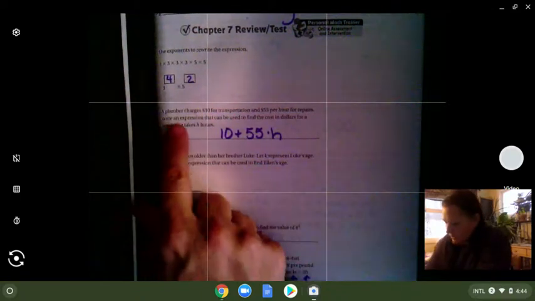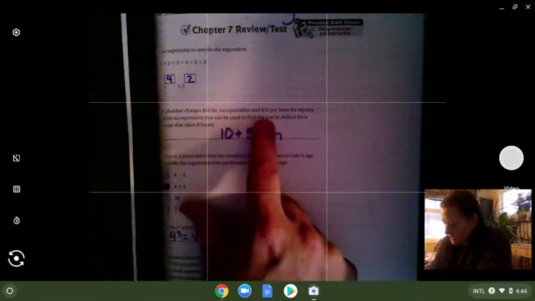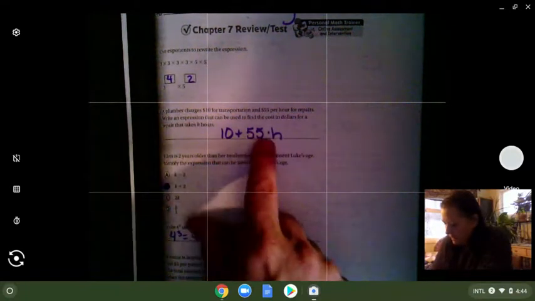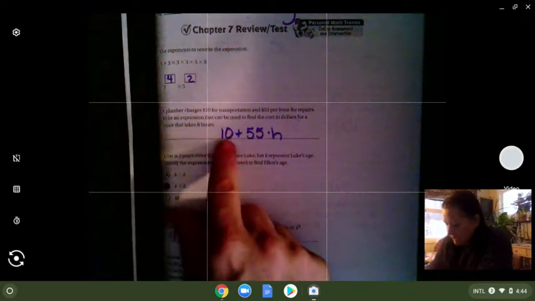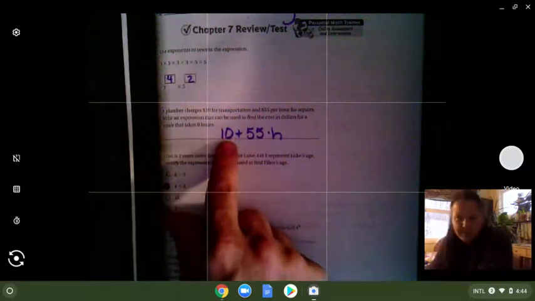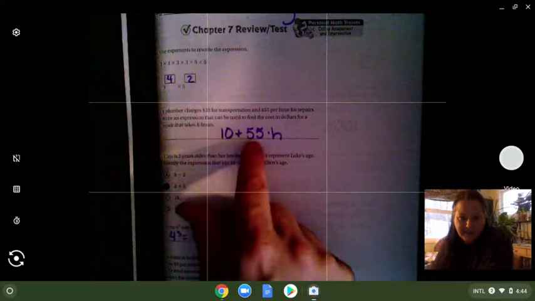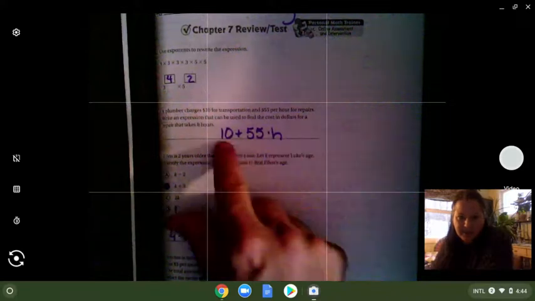The next one, a plumber charges $10 for transportation and $55 per hour for repairs. So 55 per hour would be 55 times H. We're writing the expression. The $10 is for transportation, so we're just going to add that. So it could be 55H plus 10 or 10 plus 55 times H.